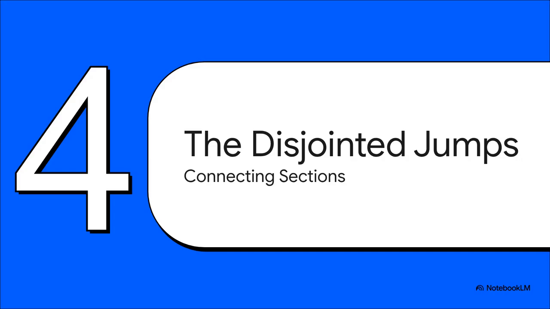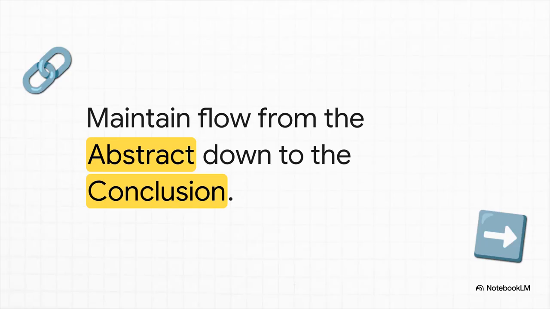Section 4. The disjointed jumps. Now, even with perfectly formatted paragraphs, if you jump abruptly from methods straight into results without any logical bridge, your paper is going to feel like a Frankenstein monster. And our researcher's draft was exactly that, a collection of isolated parts rather than a cohesive, flowing story.